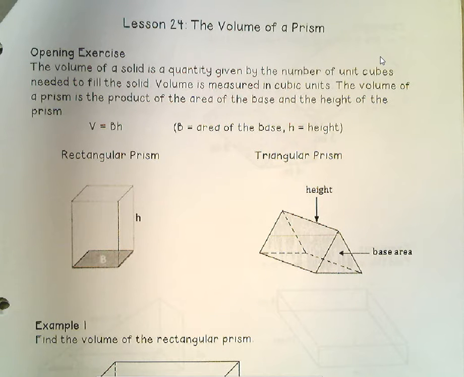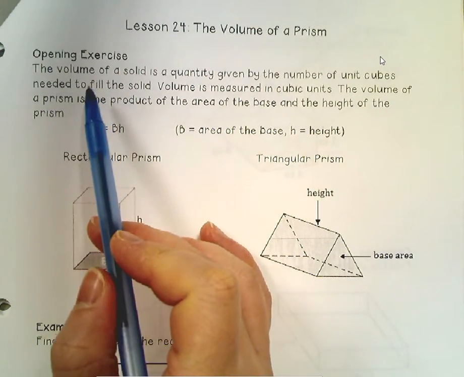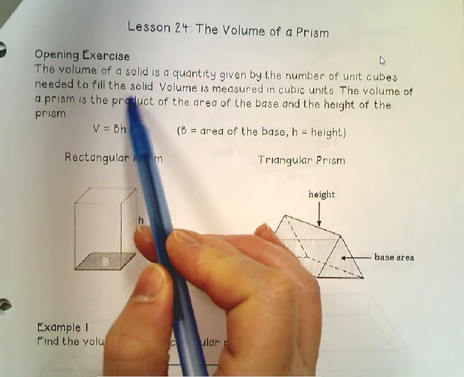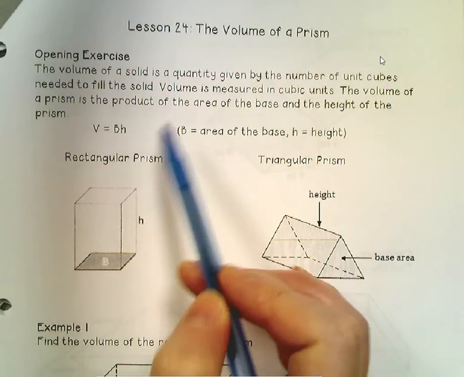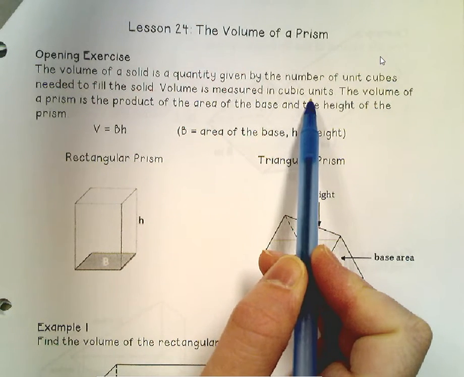Volume is something that fills the solid. It's like the air inside of it, or if you put water in a tank, how much water it will take to fill the tank. The volume of a solid is a quantity given by the number of unit cubes needed to fill the solid. Volume is measured in cubic units because now we are working with three-dimensional shapes.